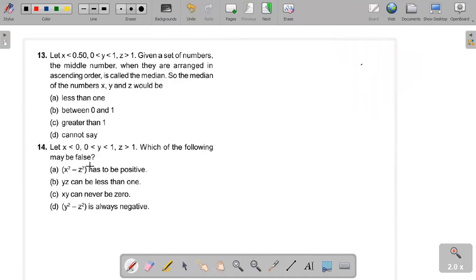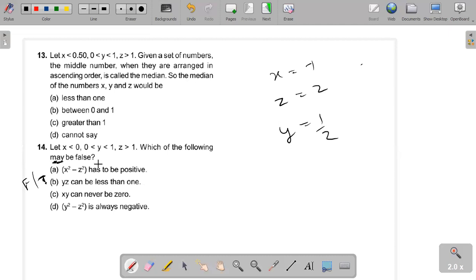Let x be less than 0, y between 0 and 1 and z greater than 1. Focus on the word "maybe", it is not "must be", right? So x is -1, z is 2 and y is equal to half. So yz can be less than 1. If y into z is 1 and we take y as 1/4, then it would be less than 1. So it can happen, it can be false, it can be true, right?